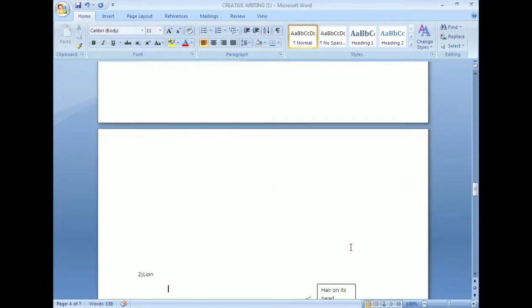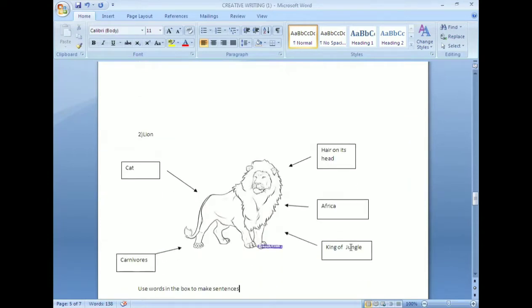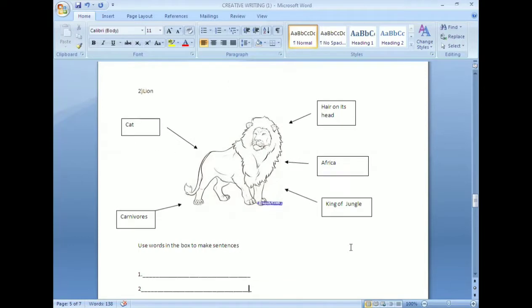Next, what do we have here? Next we have lion. So lion it is. Now, what we're going to be doing is that, again, we're going to be using the words in the boxes to talk about lion.